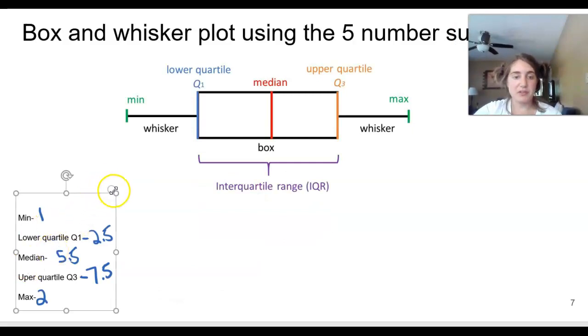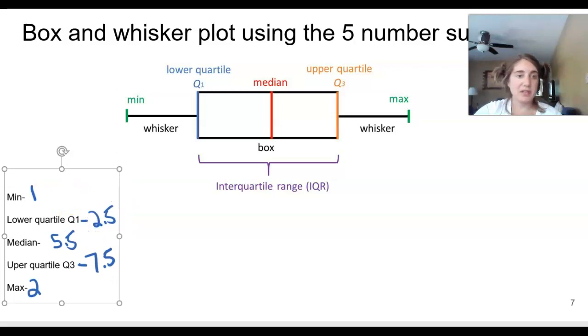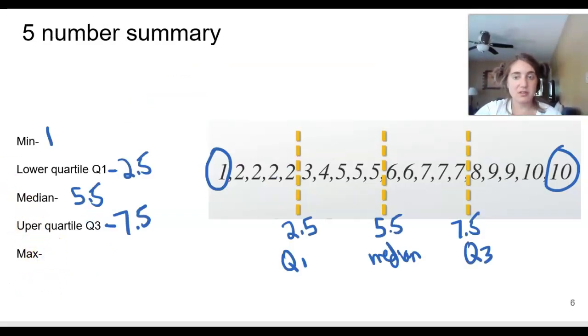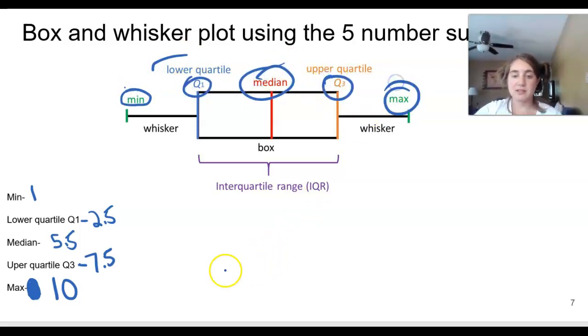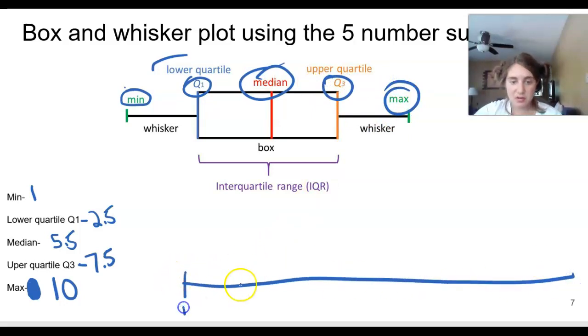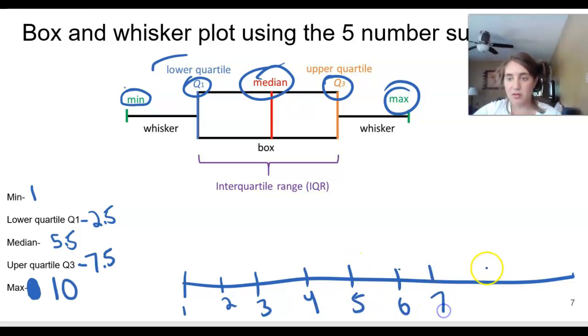So we use this 5-number summary that we found on the page before, and we make, oh, my max is not 2. Sorry, my max is 10 from the page before. That should be a 10. We use the 5 numbers: the min, Q1, median, Q3, and the max. So I'm going to make a little scale 1 to 10. I'm going to put a dash at each of these.